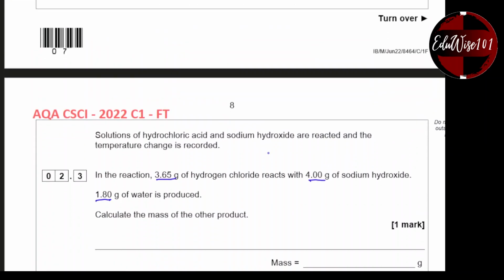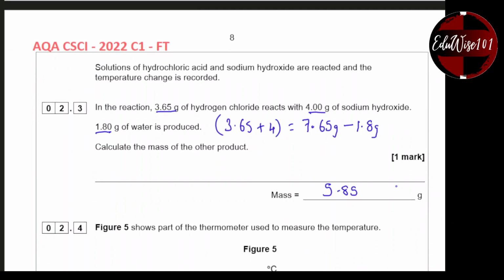So the total mass is 3.65 plus 4 grams, which is the mass of the reactants. That 4 plus 3.65 is 7.65 grams. Now, out of that, 1.8 grams is water. So if I take away 1.8 grams from this, it should give me 5.85 grams. The rest of it is the salt.